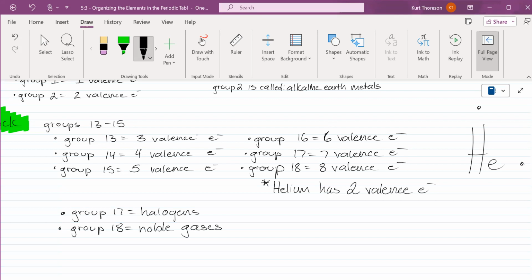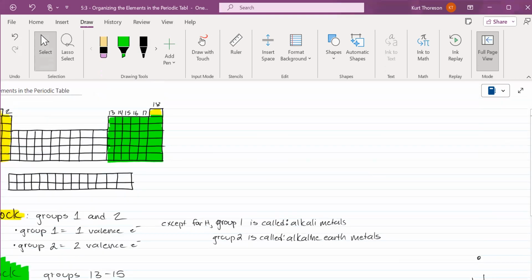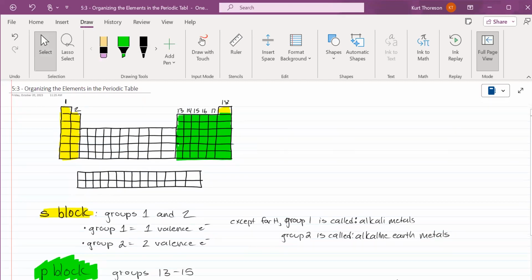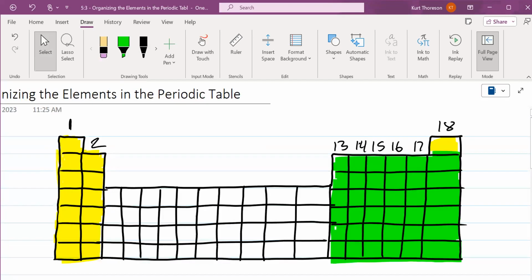The P block can hold a maximum of 6 electrons. Now, to go back up here, a couple of you texted me on the side, asking, how do I figure out how many valence electrons an element has? And I'm glad that you texted me. The answer is you simply combine the S and the P.